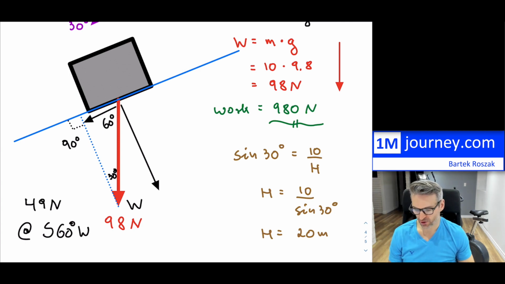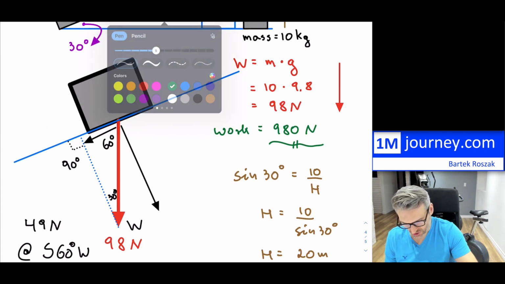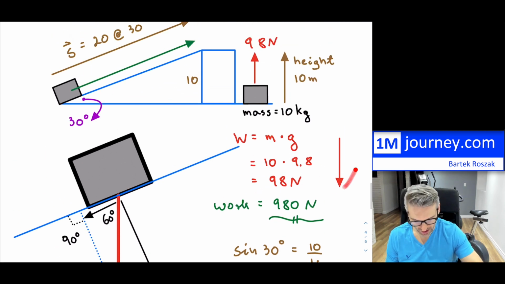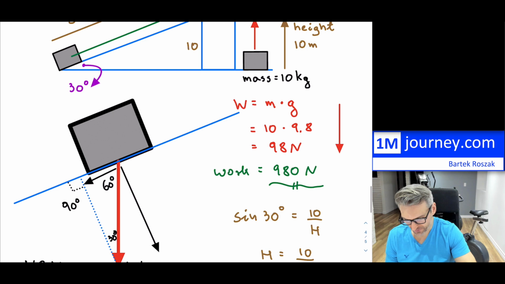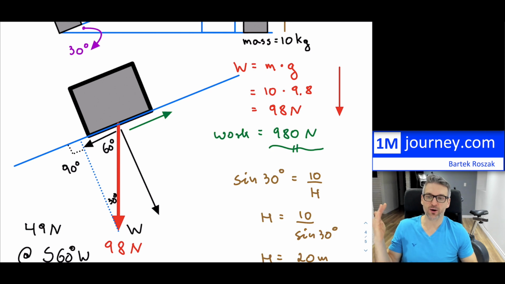So that's the actual component that I have to overcome, which means just like I had to overcome the weight over here to lift the box up, so I had to overcome this weight which was down, with the same amount of force. I'm going to have to overcome this with the same amount of force in the opposite direction. So I need this force, which is going to be 49 newtons, but now in the opposite direction.